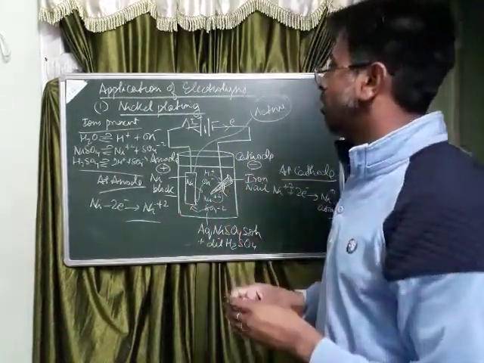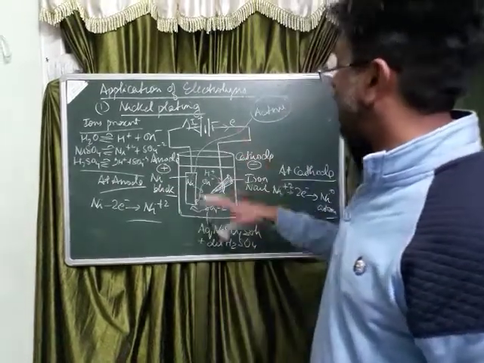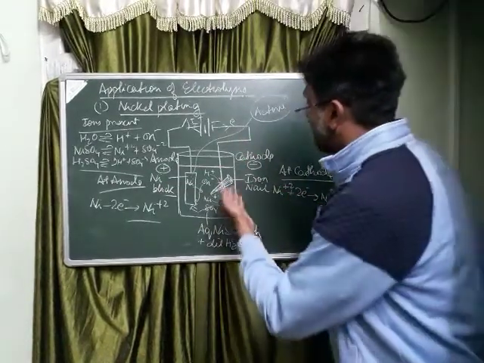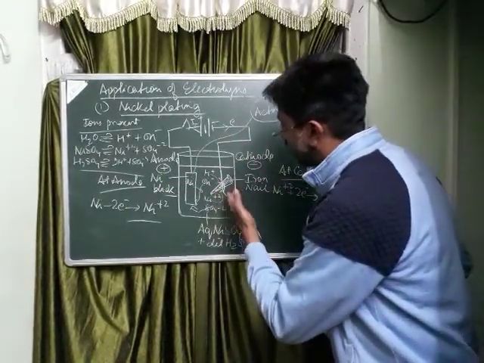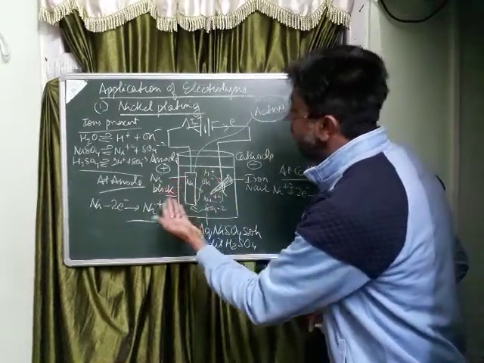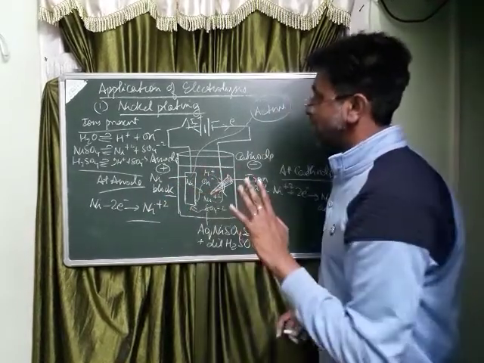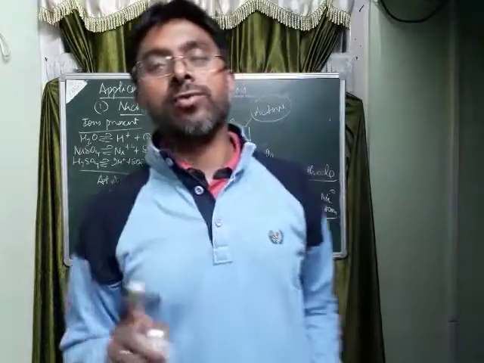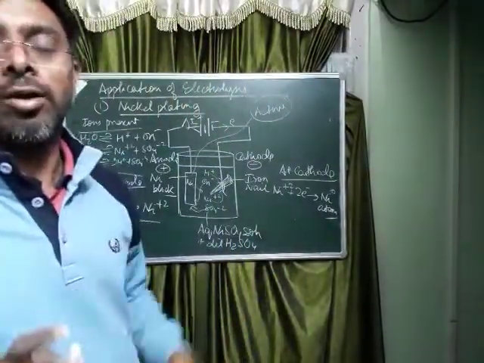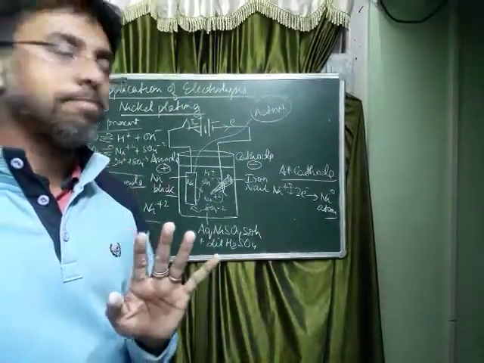The questions are here only, like the previous cases. In the diagram, what is the article at the cathode? It is the article to be electroplated. The metal to be electroplated is made the anode. A low current should be passed for a longer time. That is very, very important. A low current should be passed for a longer time.